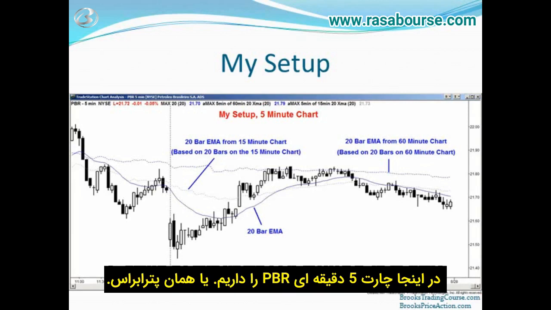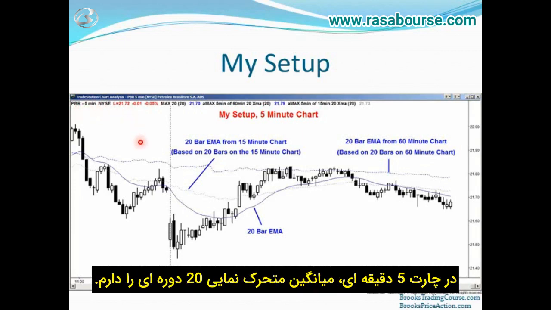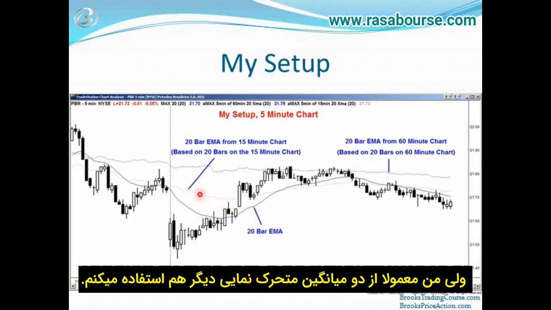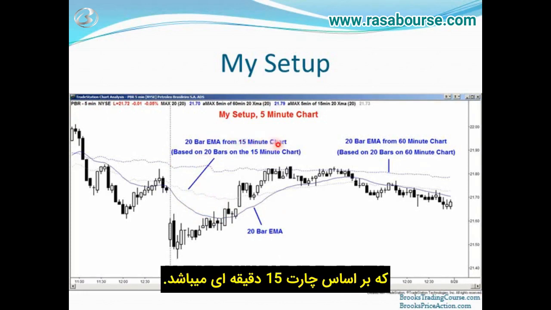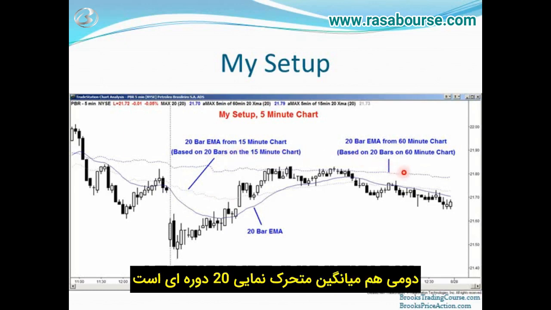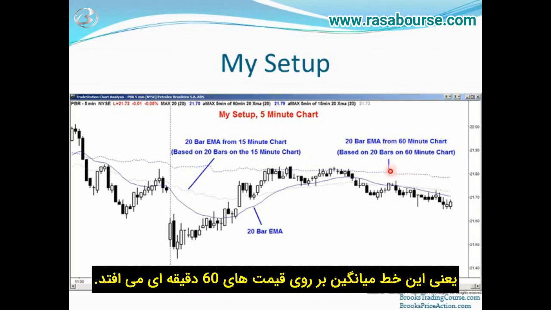When I look at the 5-minute chart, here's a 5-minute chart of PBR, Petrobras, I have my 20-bar exponential moving average, but I usually have 2 other moving averages as well. This one is also a 20-bar moving average, but it's based upon the 15-minute chart. So in other words, it's based upon 20 15-minute bars, and this other line is also a 20-bar exponential moving average, but it's based on the 60-minute chart.